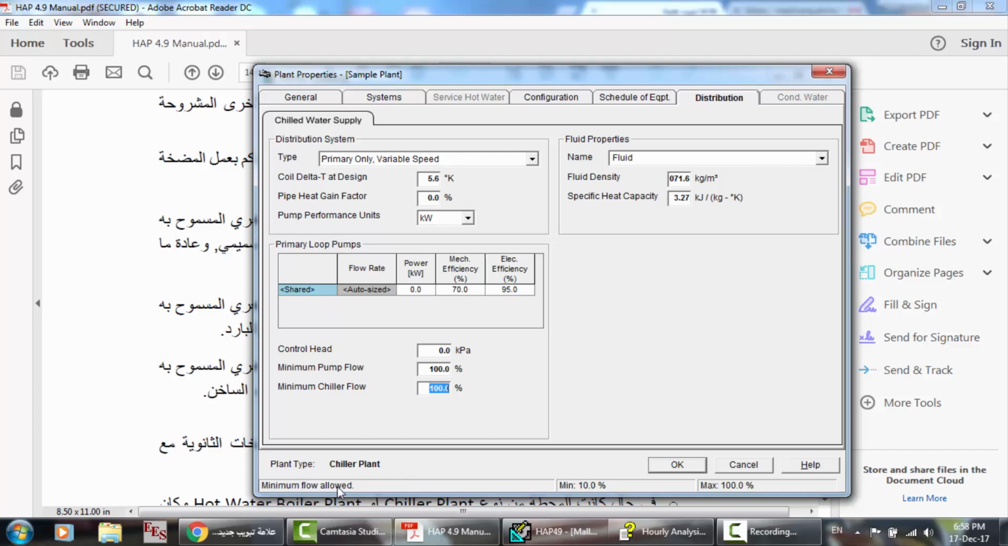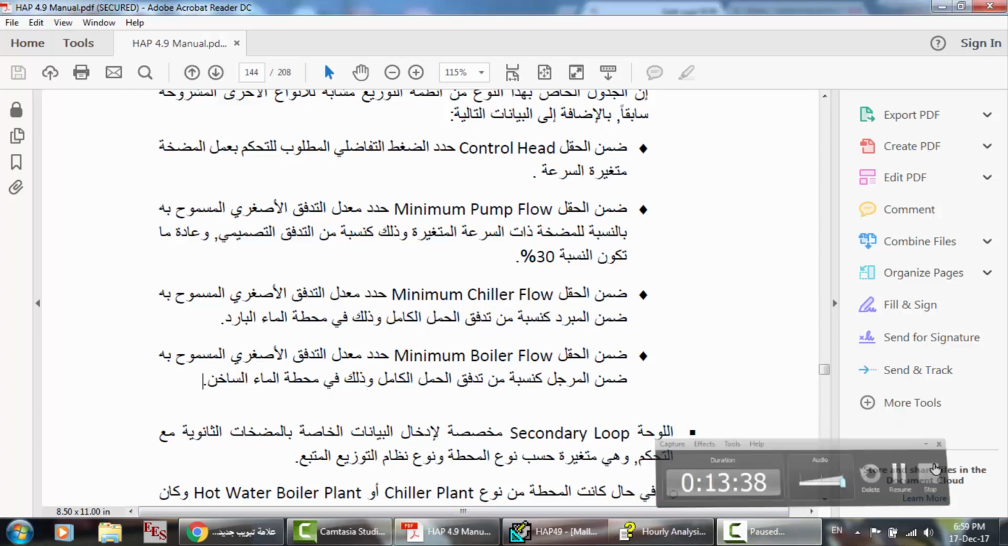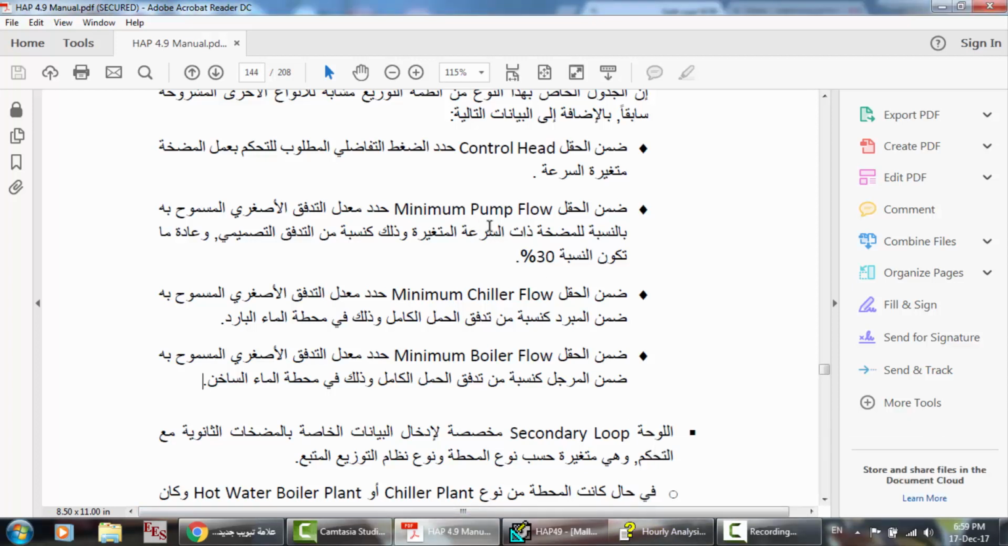Okay, and here for the chiller, also for the hot water plant, minimum flow allowed, also the minimum flow allowed for the pump and the chiller, and for the hot water you have to give the minimum boiler flow, and it is also a percentage of the full load. So notice that the minimum pump flow is a percentage of the design flow rate of the pump, and for the chiller it is a percentage of the full load, and for the boiler a percentage of the full load.